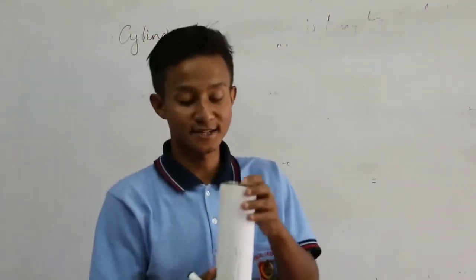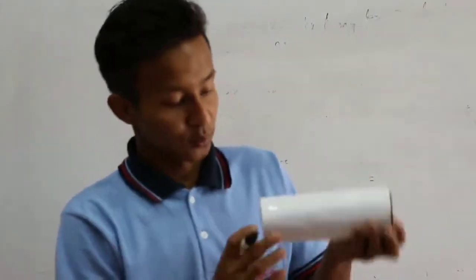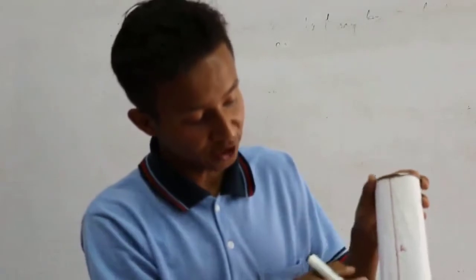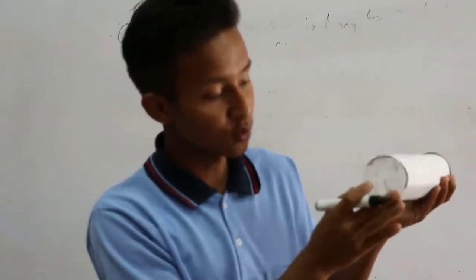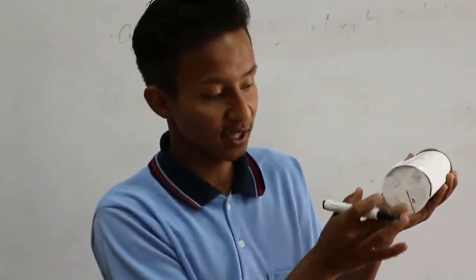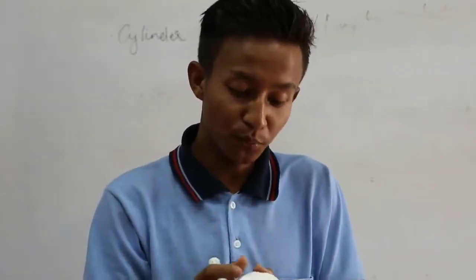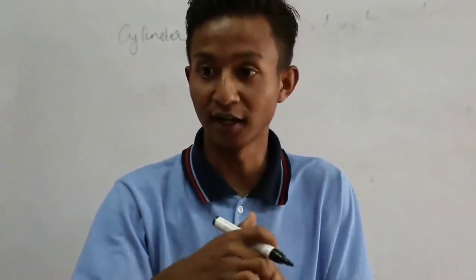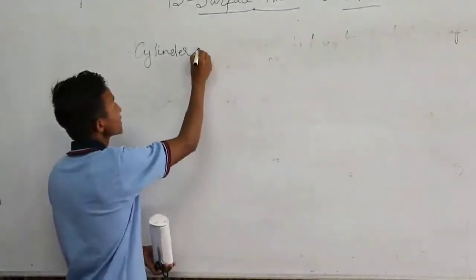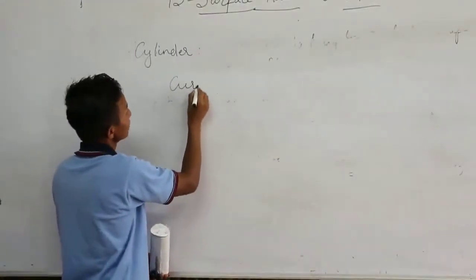So this is a cylinder. A cylinder which has height h, which also has a cover in the form of a circle of radius r, with a circle at both ends. Right? Here we first find the curved surface area of the cylinder.